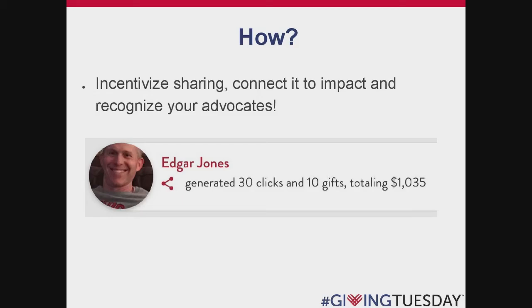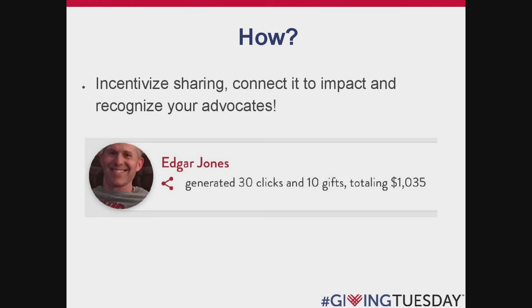Another recommendation related to tapping into the power of peer-to-peer engagement that doesn't require anything really fancy and doesn't require years of work. It's something you can put together in the time that remains between today and Giving Tuesday, is finding some ways to incentivize people to share and to connect people to the impact that their sharing is having, and to make sure that you're recognizing those advocates just like you recognize your donors. In an ideal world, on Giving Tuesday, you want to find a way to tie giving and sharing together as two equally important steps in the process of participating in your Giving Tuesday campaign.